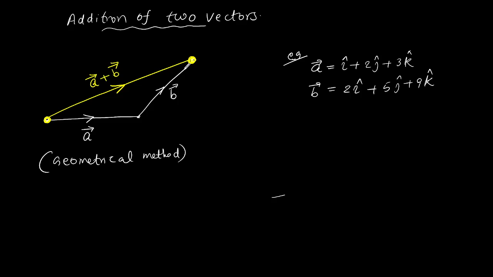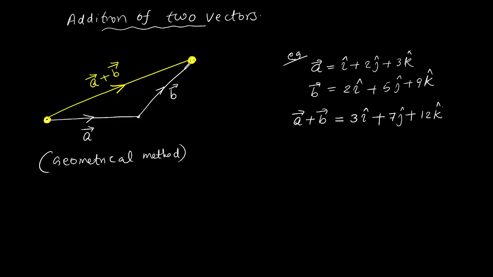So in that case, if A and B are given in terms of ijk, that diagram is not required. The net displacement is obtained by simply adding them. Addition is very simple. Just add the similar terms, like i plus 2i is 3i, 2j plus 5j is 7j, 3k plus 9k is 12k. So if vectors are given in terms of ijk, in that case a diagram is not required.